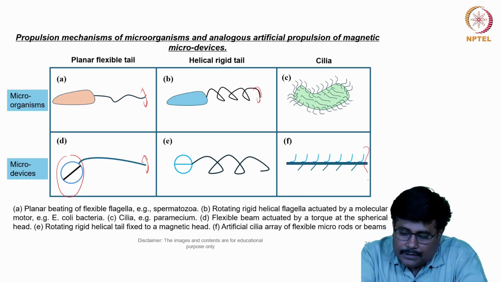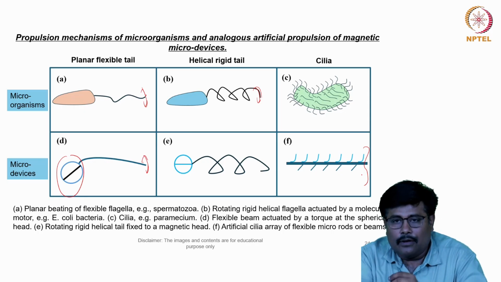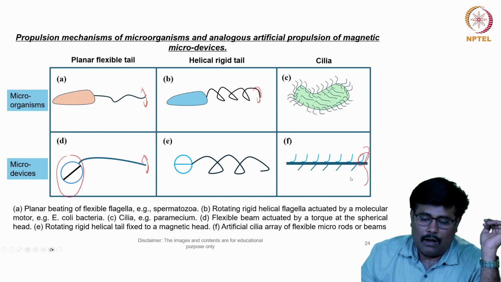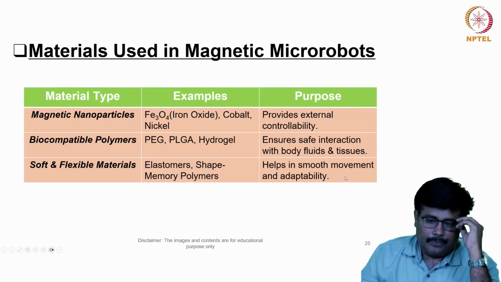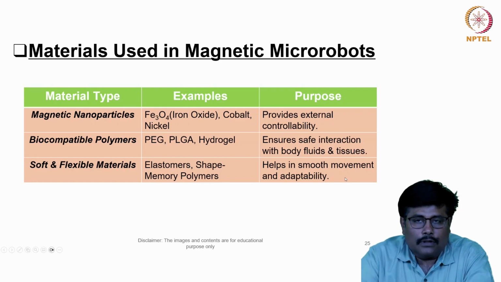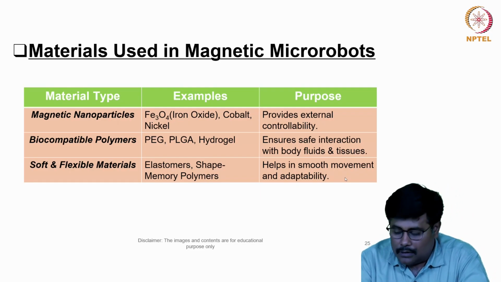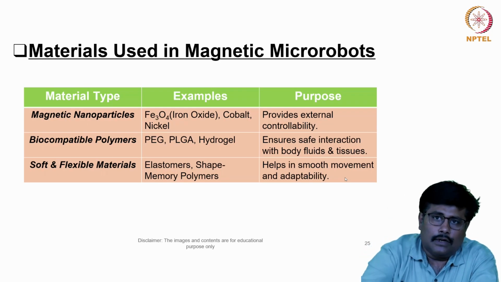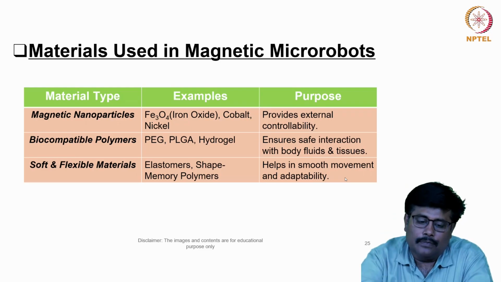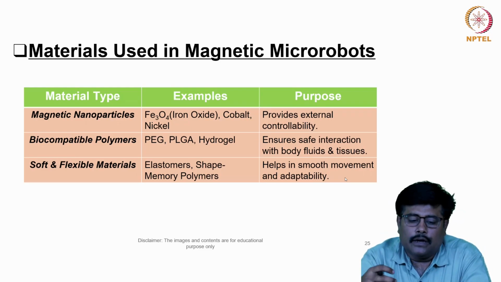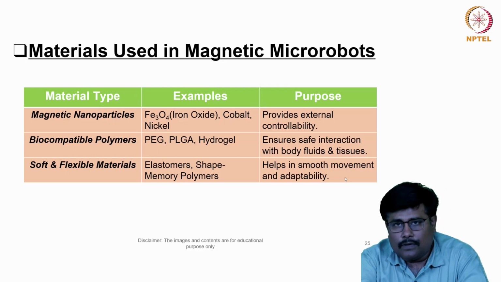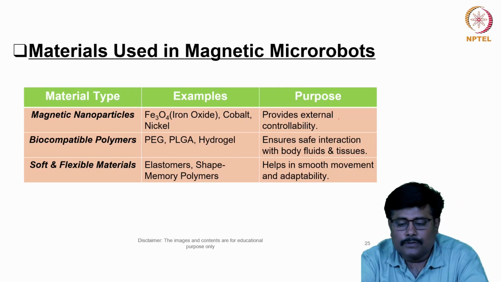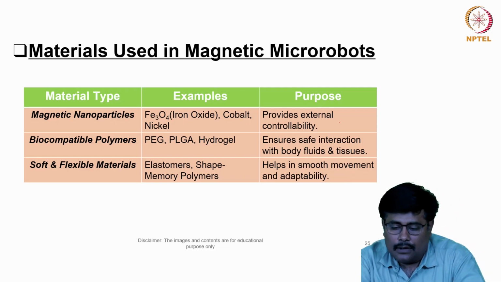As far as the artificial cilia array is concerned, it has flexible micro rods or beams. The actuation of these structures will be helpful for us to have the appropriate locomotion which is expected. When we talk about the materials used from the magnetic robotics point of view, we have a material type called magnetic nanoparticles. Some examples include Fe3O4 iron oxide or cobalt-based structures. Some of the key purposes include providing external controllability.